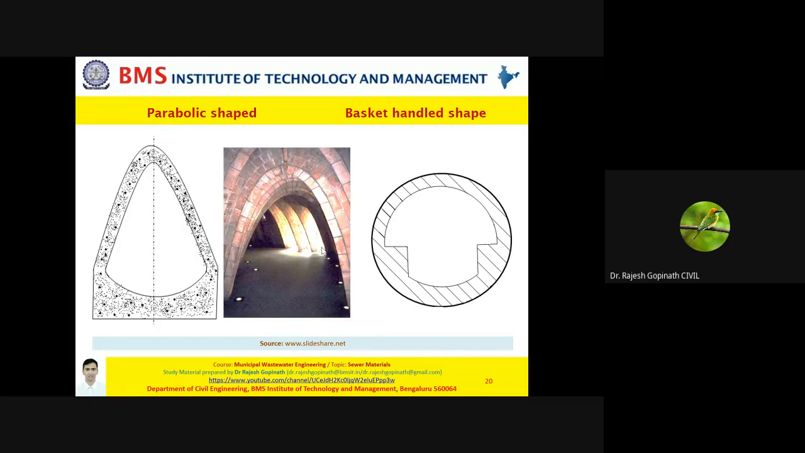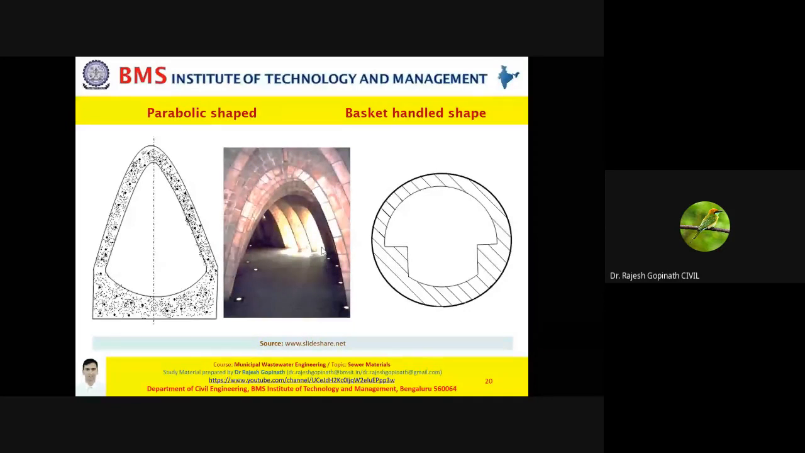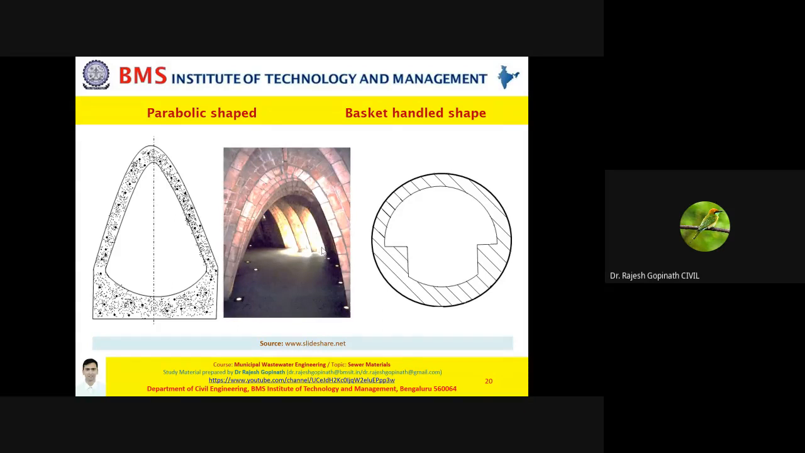Now, unlike any other sewers, the advantage of this kind of shaped sewer system is, if the objective is to carry a small quantity of sewage, then these kinds of systems are best. Now when you talk about the invert part, the bottom part, this invert part can also be parabolic or it can be elliptical.